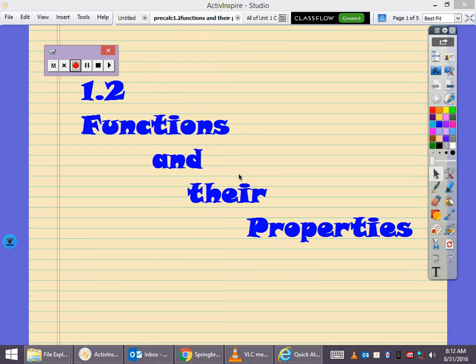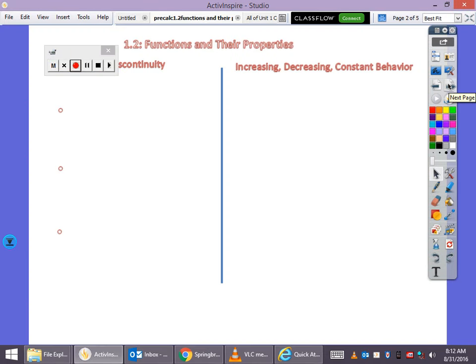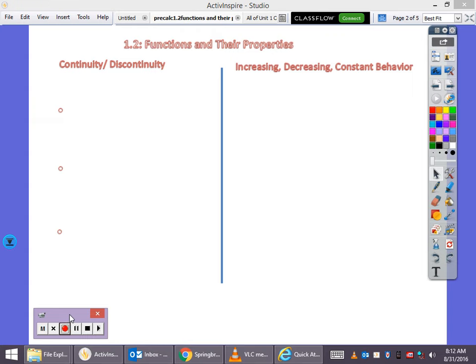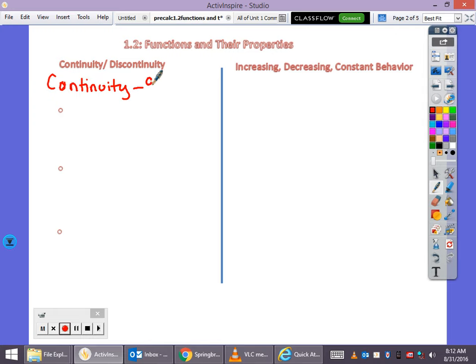This is section 1.2, functions and properties. We're going to start with continuity and discontinuity. Yesterday we talked about continuity, and continuity is simply no breaks in the graph. A graph without breaks. What is new is the discontinuity.